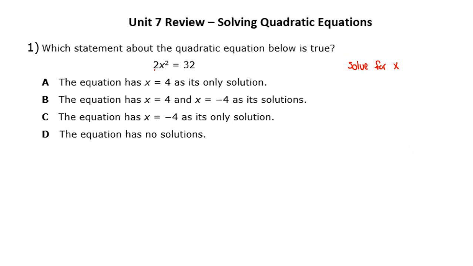The first thing we need to do is get rid of this 2. How do we get rid of this 2? Well, we're going to divide both sides by 2. If we divide both sides by 2, what do we get? You should have 16. Now, in order to get rid of the square, you have to take the square root of both sides.